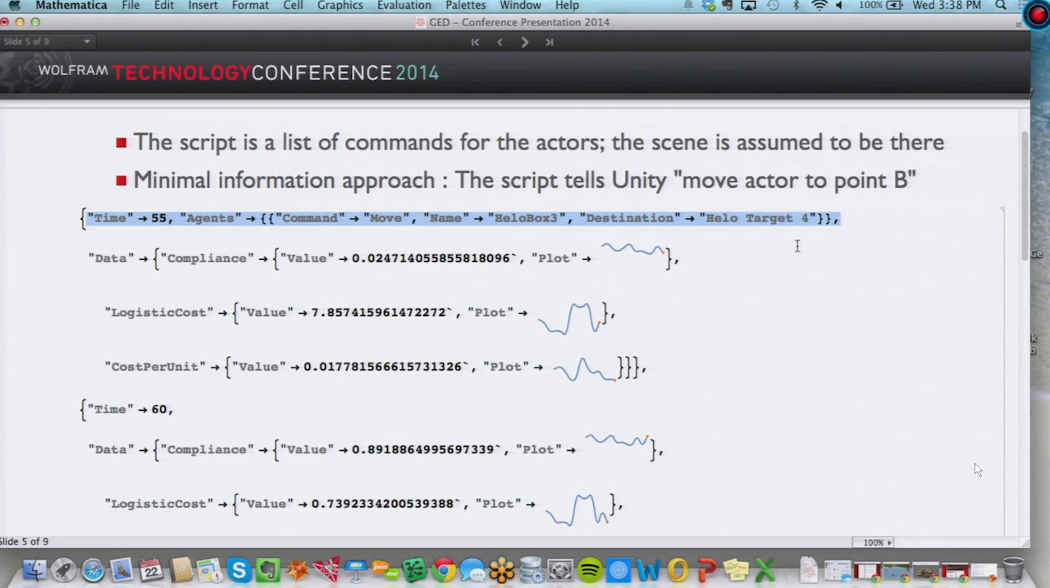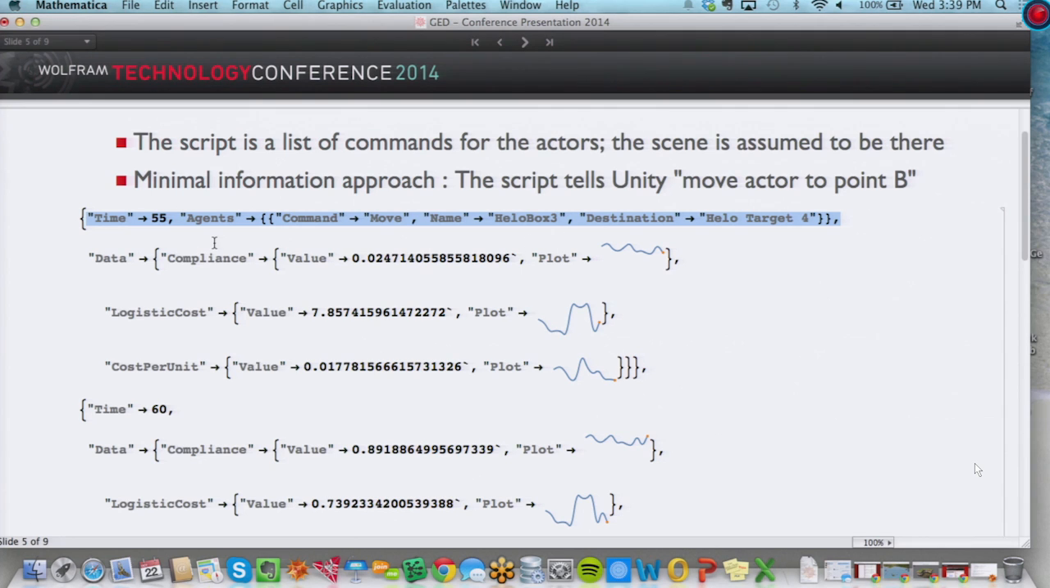That's another thing that we wanted to do with this script, is give it minimal information. In other words, in Mathematica, you don't have to know anything really about the object and how it's supposed to move from A to B. You just tell it, go move from A to B, then Unity figures that out, or should figure that out. In that way, I think we're taking advantage of the power of each environment. Mathematica is very good at generating these scripts numerically, and Unity is very good at portraying the visualization.